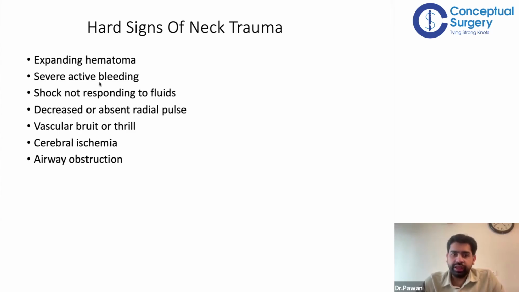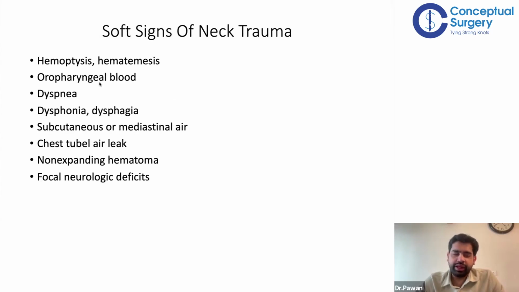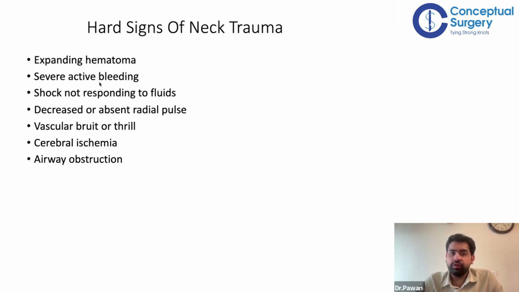So when we talk about neck injury patients, we divide the signs and symptoms into either soft signs or hard signs. So what are the soft signs? Soft signs are hemoptysis, oropharyngeal bleed, dyspnea, dysphonia, dysphagia, subcutaneous or mediastinal air, chest tube air leak, non-expanding hematoma, and focal neurological deficits. All these are the soft signs of neck injury. Then we have the hard signs of neck injury: expanding hematoma, severe active bleeding, shock non-responding to fluids, decreased or absent radial pulse, vascular bruit or thrill, cerebral ischemia, and airway obstruction. Okay, so these are the hard signs.